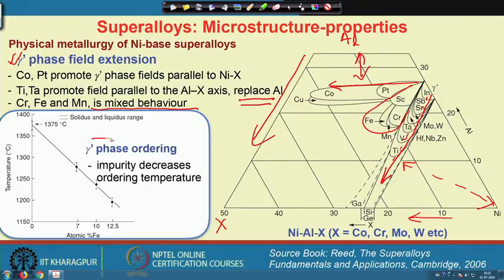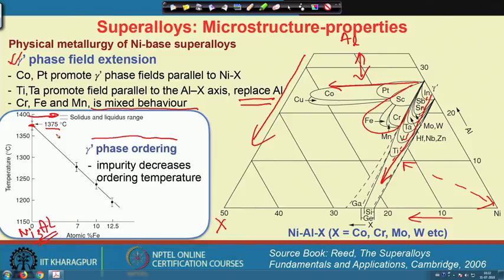So, this gamma prime phase ordering and their ordering temperature basically decreases. Means if we look at the pure nickel 3 aluminum phase, they have an order-disorder transformation temperature which is very close to the liquidus temperature. Okay. So, there is very little gap, from let us say something like 1375 degree to close to 1400 degree centigrade.